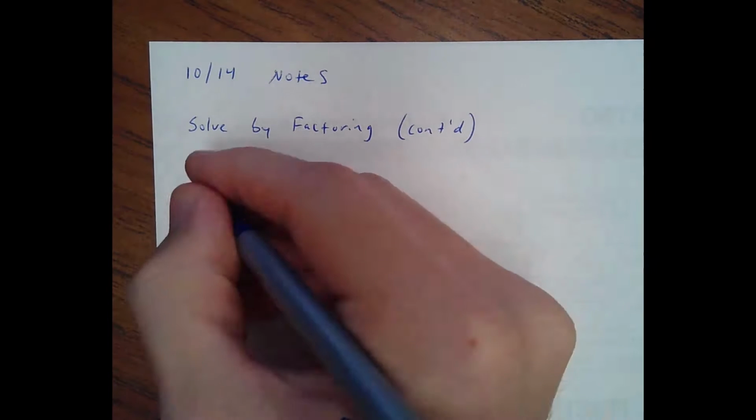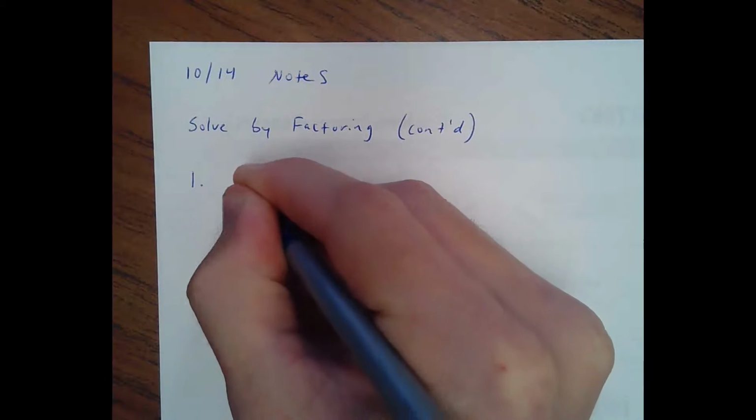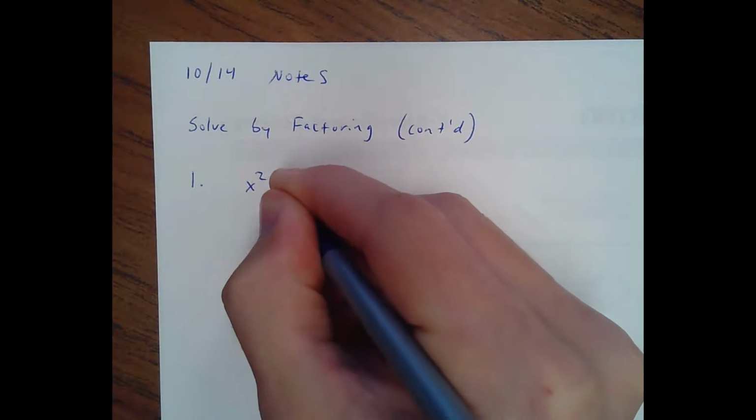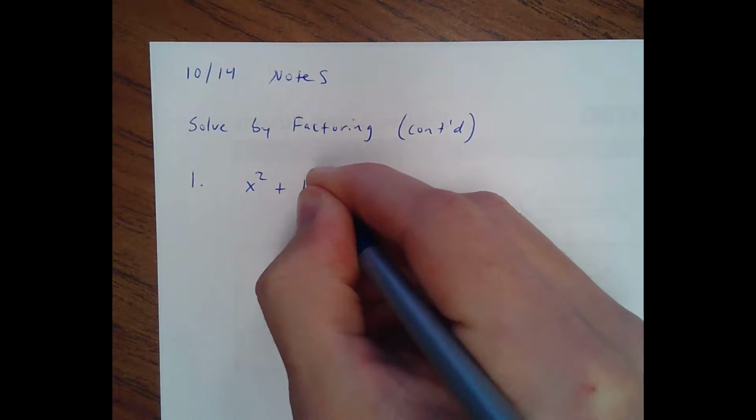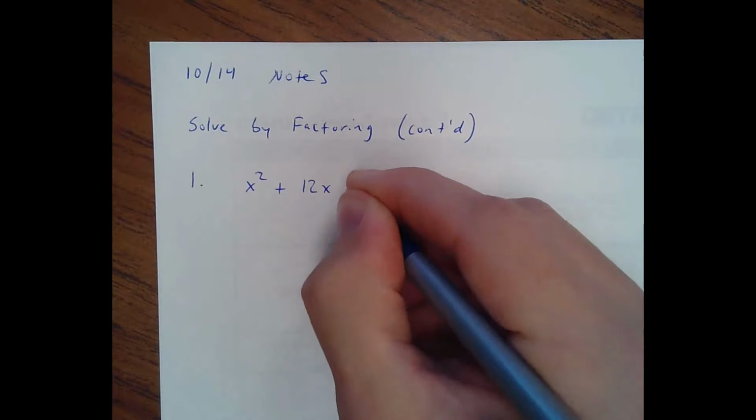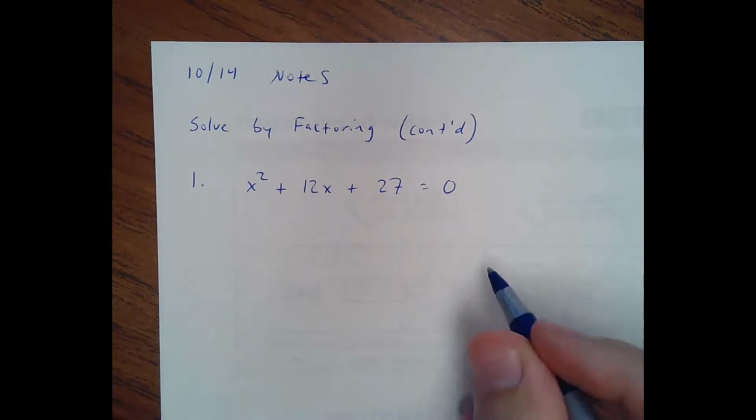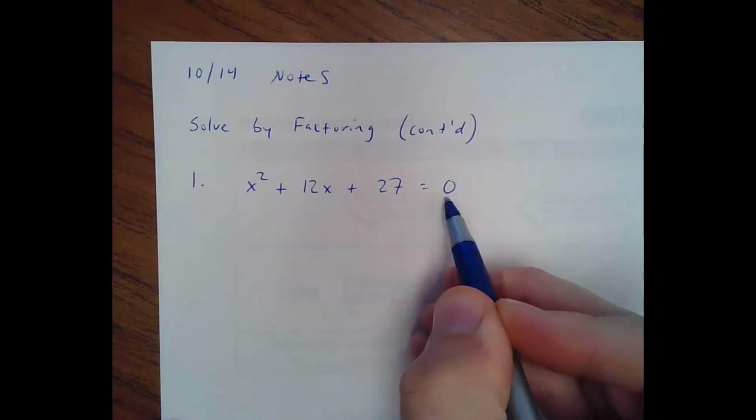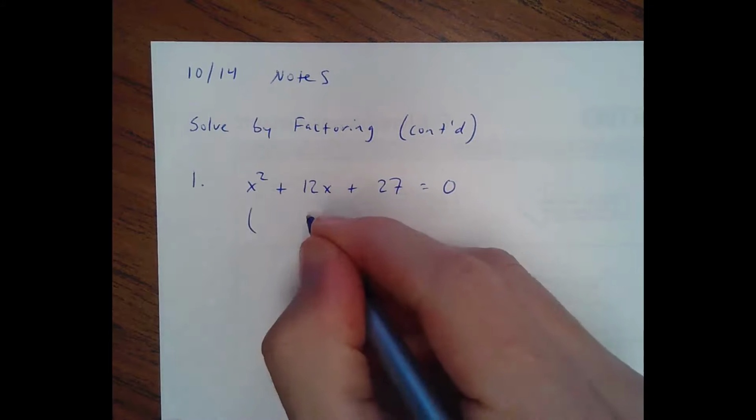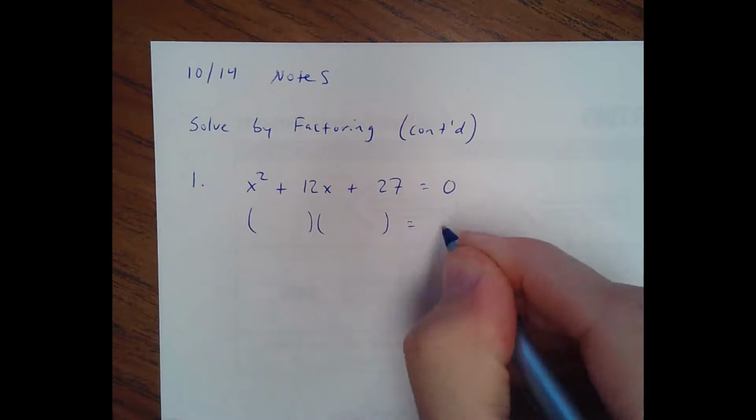Okay, so in class on Monday, we introduced how to solve by the factoring method. We'll continue that today. So just a quick recap. When the equation is equal to 0, so if you have something like x squared plus 12x plus 27 equals 0, remember we talked about it has to be set equal to 0. Once you set it equal to 0, you are going to factor it.